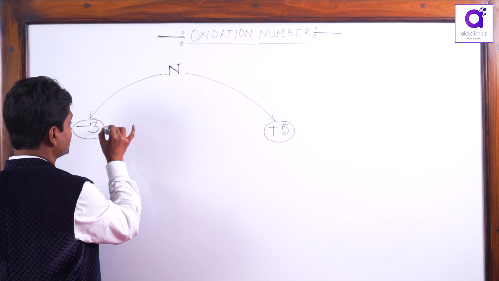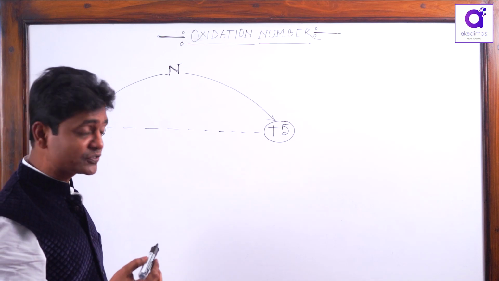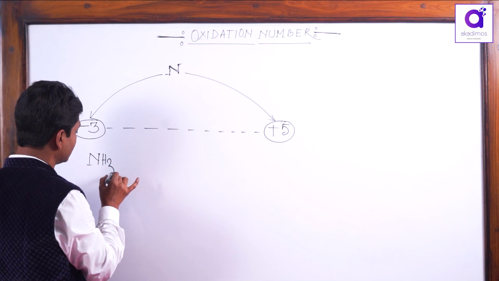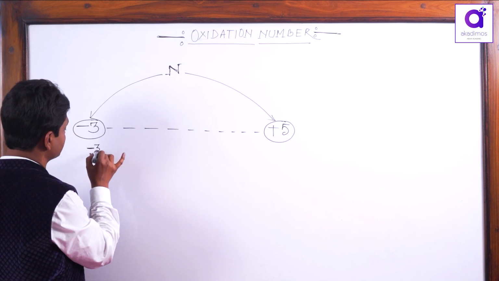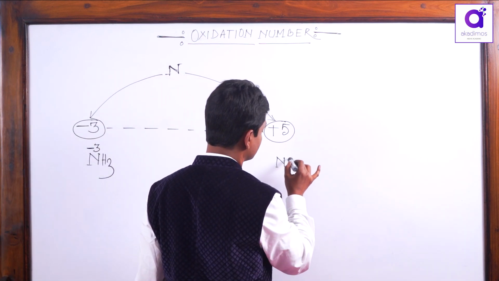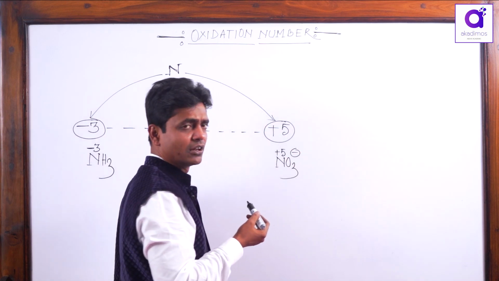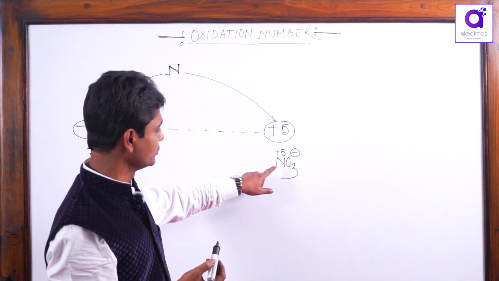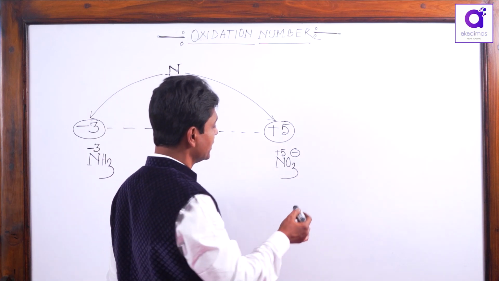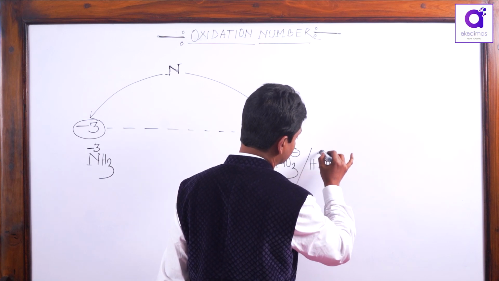Now see, the oxidation number of nitrogen in any compound is between minus 3 and plus 5. I am taking the example of ammonia. In ammonia, the oxidation number of nitrogen is minus 3, which is minimum. And plus 5 you will get in nitrate salts, NO3 minus. Since all oxygens are minus 2, if you calculate by taking nitrogen as x, x minus 6 is equal to minus 1, so x is equal to plus 5. Also in HNO3, nitrogen is plus 5.